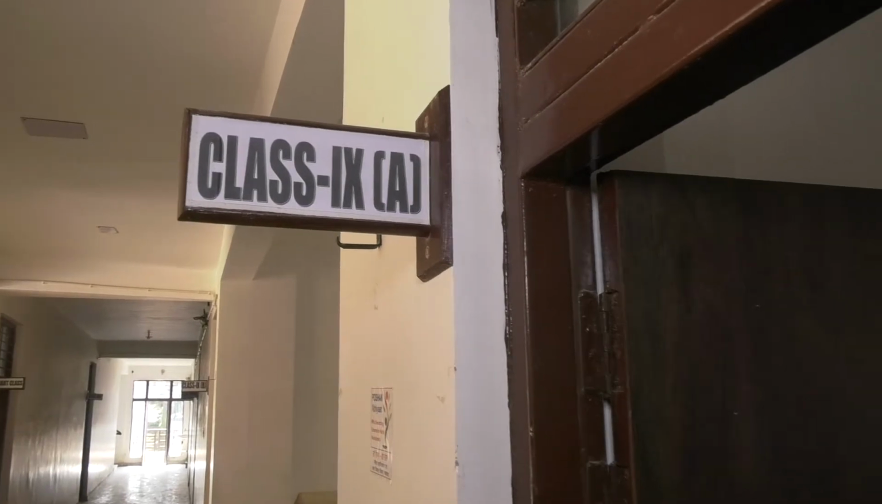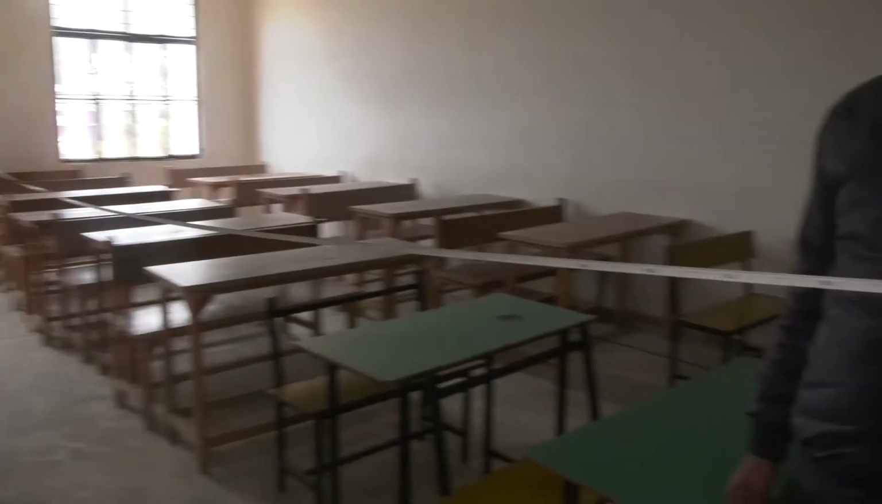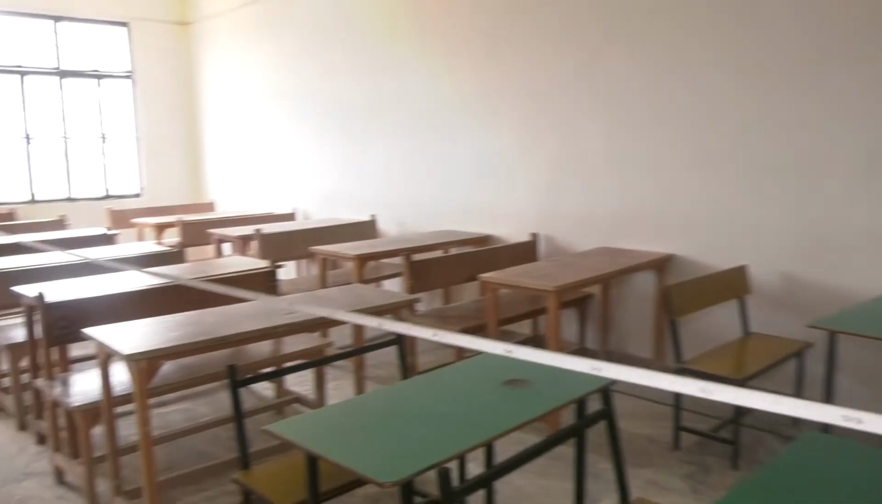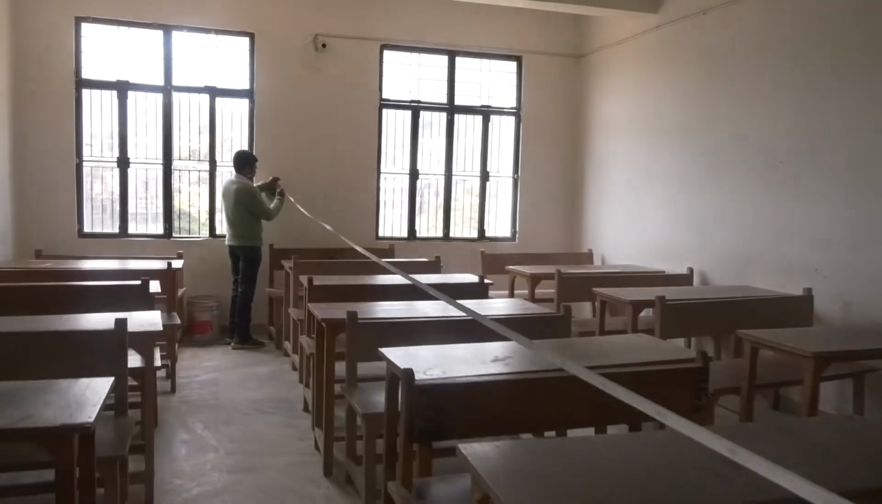This is our classroom. This is class 9, section A. The size of this classroom is 525 square feet, that is 25 by 21 square feet.